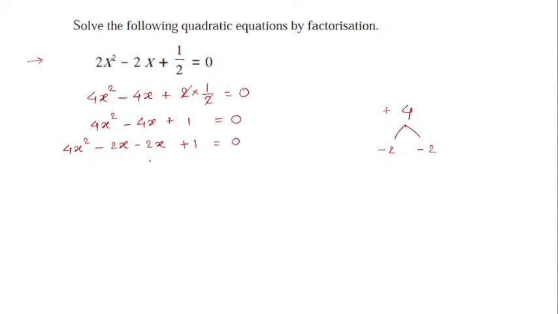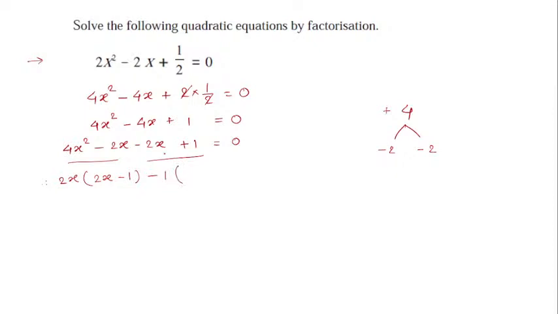Now again make groups of 2. From the first group we can take 2x common. So in the first term we will leave 2 into x minus, both of these two terms are taken common, so we should have only 1 minus. From the second group we cannot take any number common. So at that time we can take 1 as a common.